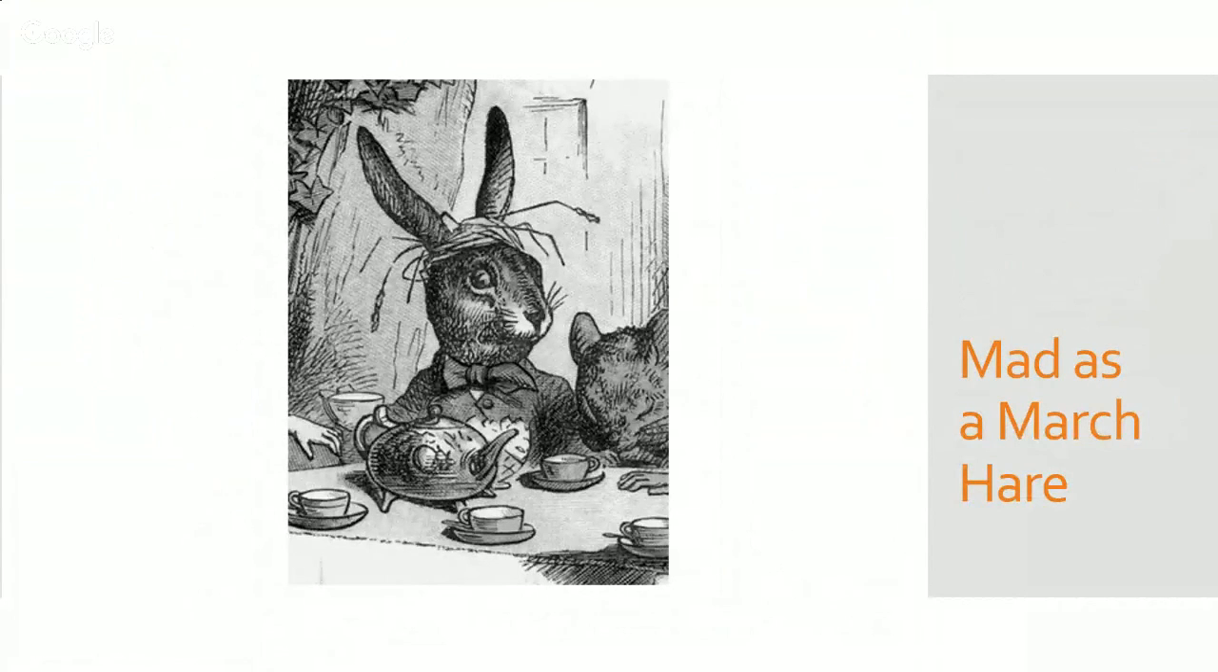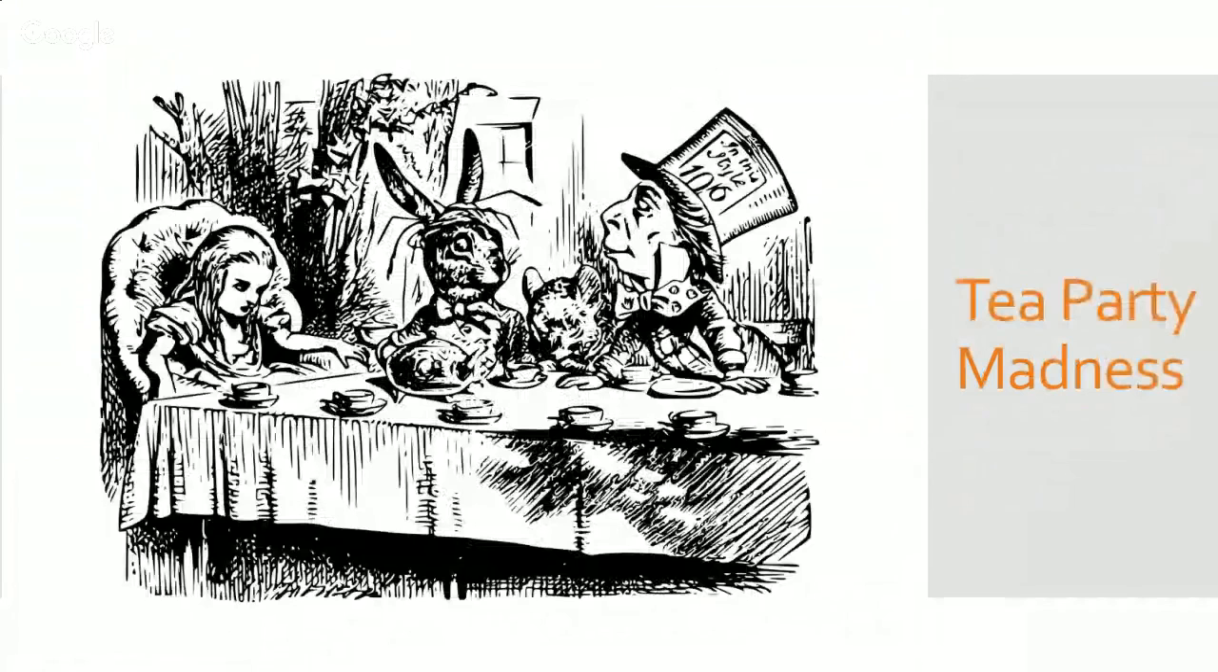Then there's another expression, mad as a March hare, which supposedly refers to the fact that rabbits get rather excited and a little crazy in their behavior when their mating season begins around March. I don't think that Tea Party madness is a real saying, but I wanted to use this additional illustration from Alice in Wonderland that has both the Mad Hatter and the March Hare sitting at the tea party table. And if you recall from either seeing the movie or from reading the book, that tea party gets a little crazy, right? So mad at the tea party, right? Tea party madness.